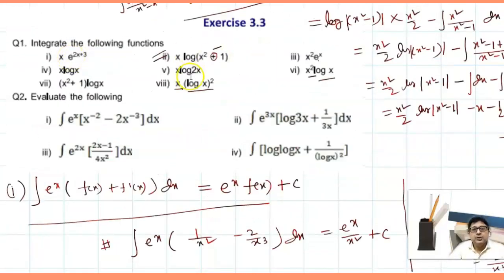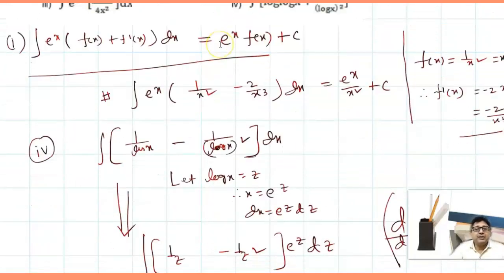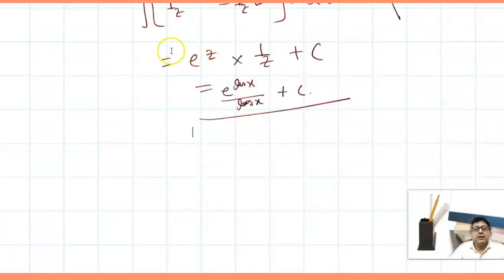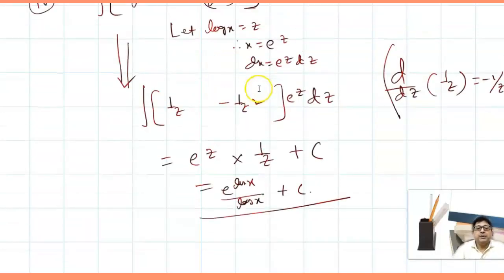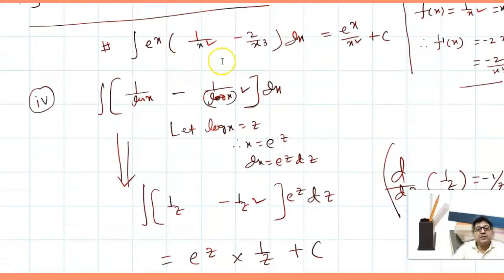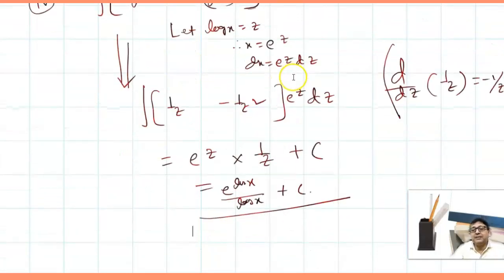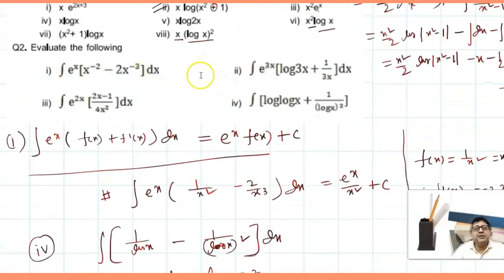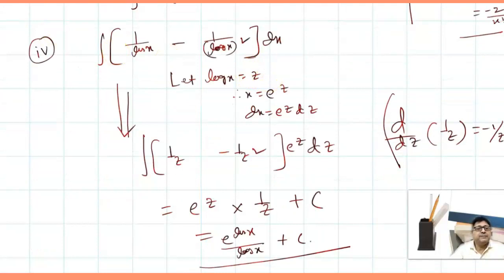Alright? So this way you can solve sums based on the concept of e to the power x into fx plus f dash x. You need to show your parts of the function, which one is fx and which one is f dash x. Then you can easily use the form e to the power x into fx plus f dash x.